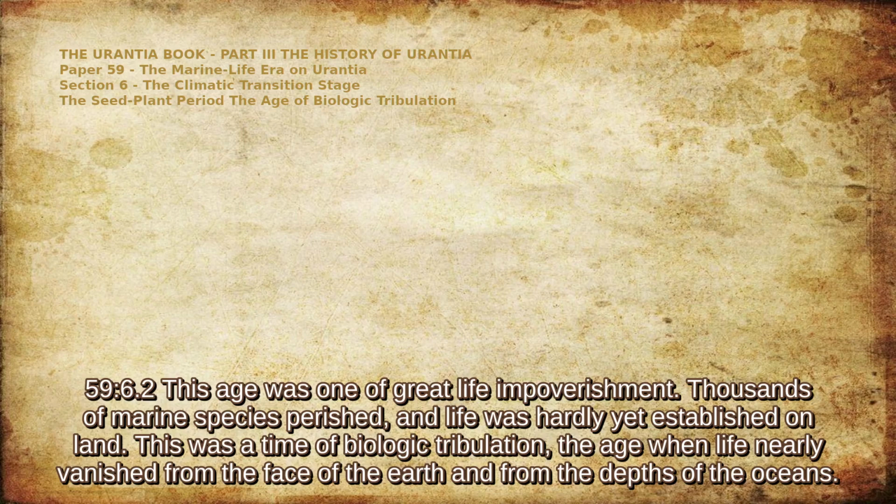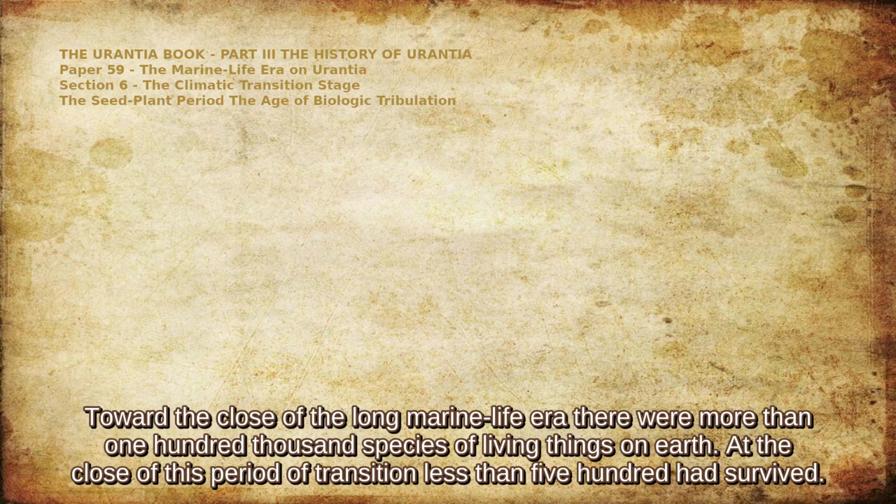This age was one of great life impoverishment. Thousands of marine species perished, and life was hardly yet established on land. This was a time of biologic tribulation, the age when life nearly vanished from the face of the earth and from the depths of the oceans. Toward the close of the long marine life era, there were more than 100,000 species of living things on Earth. At the close of this period of transition, less than 500 had survived.